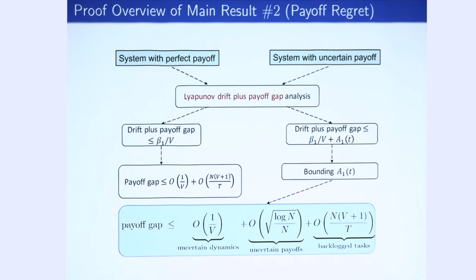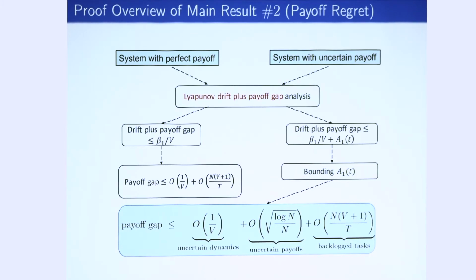I'm going to give you a very brief proof overview of the main result on payoff regret. I hope that shows you some of the key steps in our analysis, like how we combine Q and learning. The main idea is that we use the system with perfect payoff as a reference. On the left-hand side is the system with perfect payoff. On the right-hand side is the system with uncertain payoff.